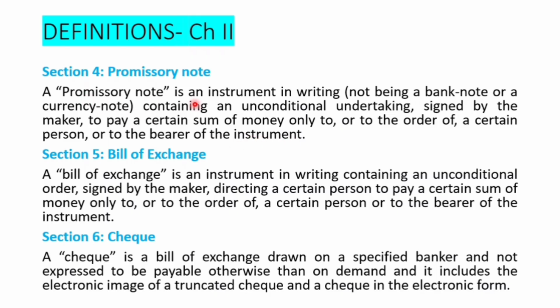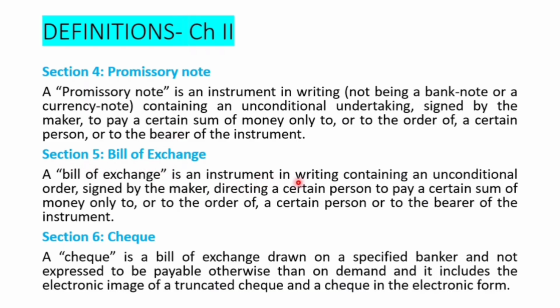So the promissory note is an instrument which is in writing, and it does not include the bank note or a currency note, and it contains an unconditional undertaking, and it should be signed by the maker, and it should be about a payment of a certain sum of money to the bearer of the instrument. So these are the essentials. You have to keep this in mind, because they may give 4 options and you have to rule out the odd one.